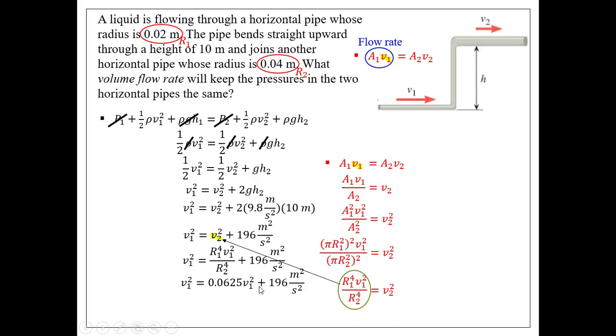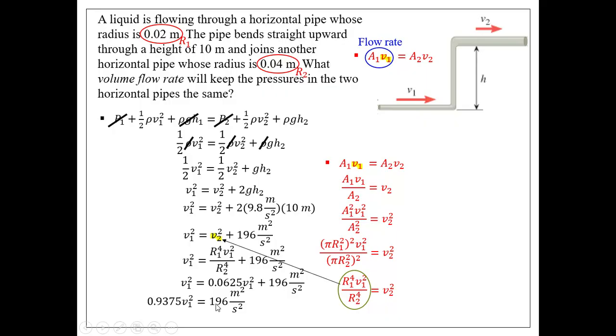Okay. Other than that, as you can see, we have a v1 squared on the left side, we have a v1 squared on the right side, so combine like terms. So to get v1 squared on just one side, I'm going to subtract this 0.0625 from both sides. So over here, the coefficient is just a 1. 1 minus 0.0625 is 0.9375. The v squared term is carried down, and that all equals 196.